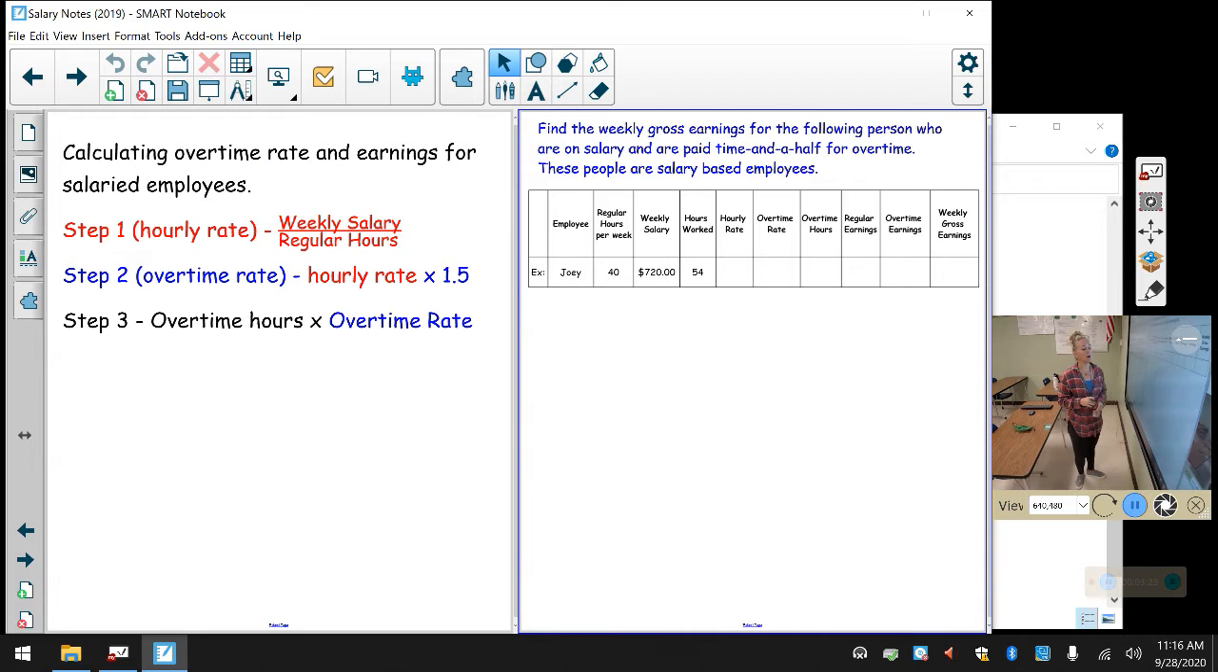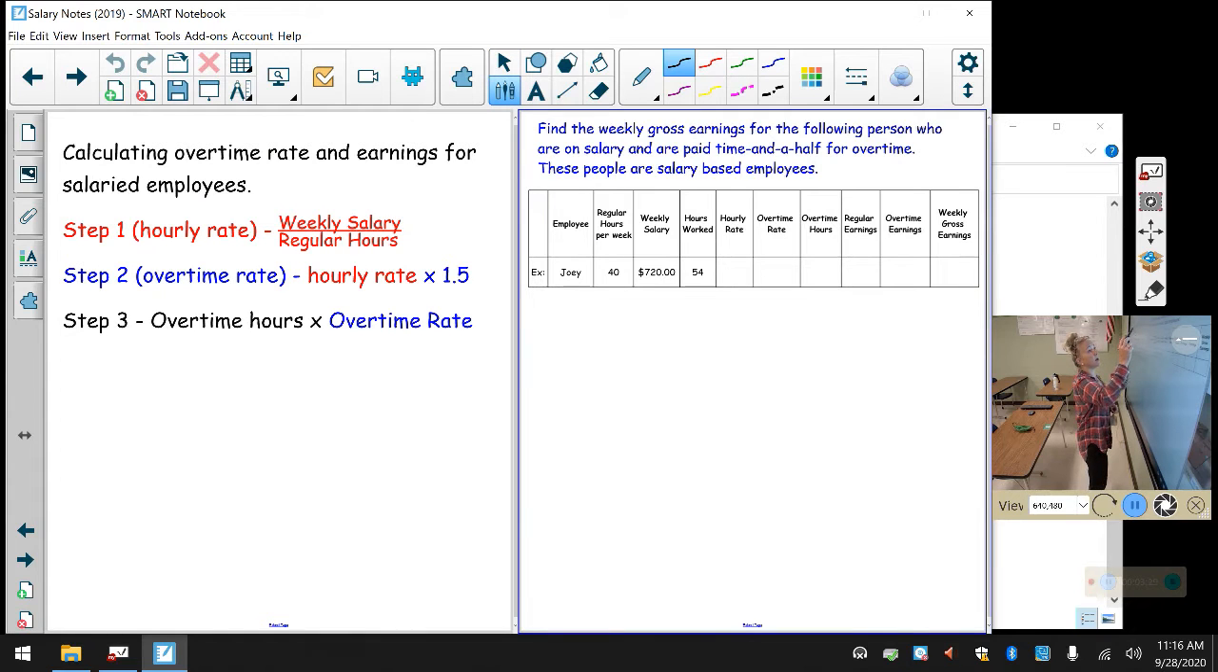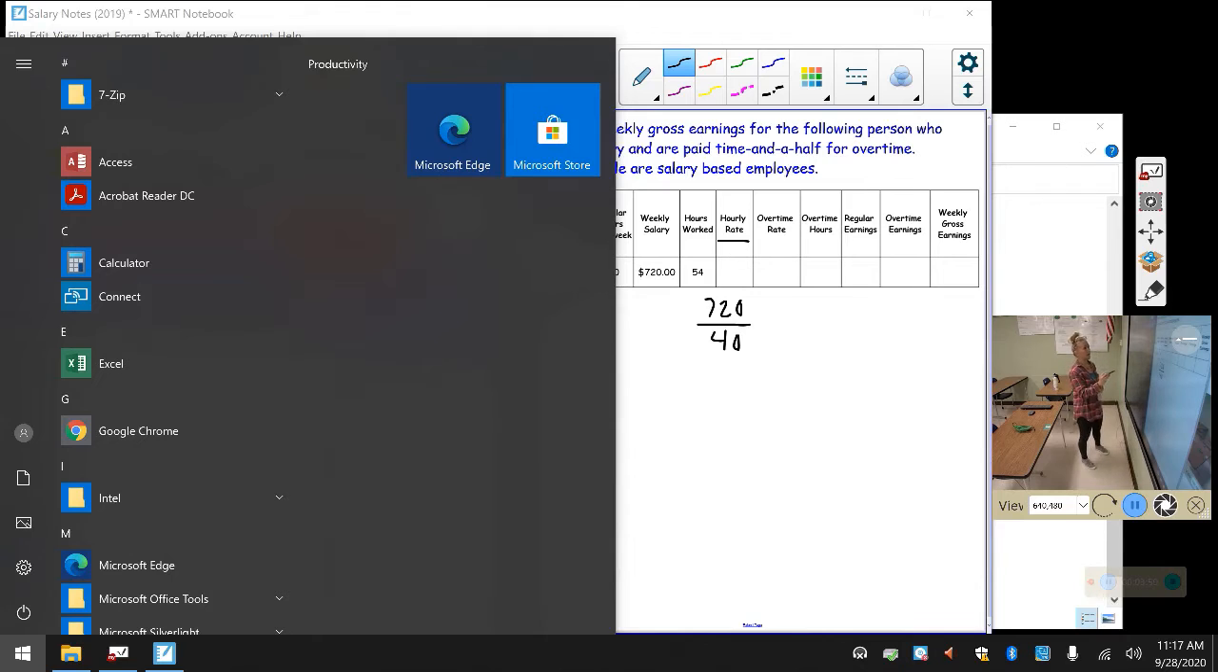Step one, we have to calculate his hourly rate. If you look, we do have an hourly rate spot in our box right here that we can calculate. I'm going to take the weekly salary of $720 and divide it by the regular hours, which are 40. So we have 720 divided by 40, and I forgot to get my calculator out, so let me do that real quick. Where is my calculator?